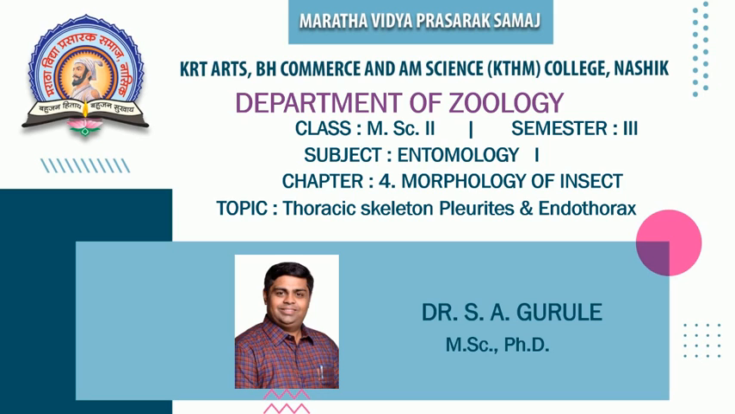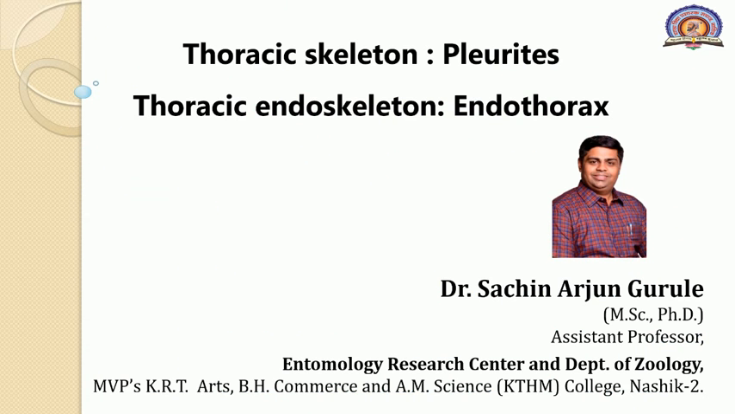or pleuron, of which we have already completed the first two sclerites, that is the tergites and the sternites. And in this video we are going to discuss the third sclerite belonging to the thorax of an insect, that is the pleurites or pleuron. Another topic we are going to discuss is the thoracic endoskeleton, commonly known as the endothorax.